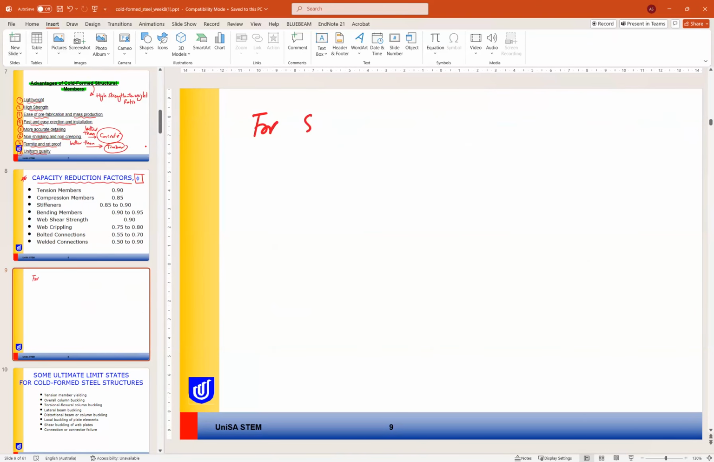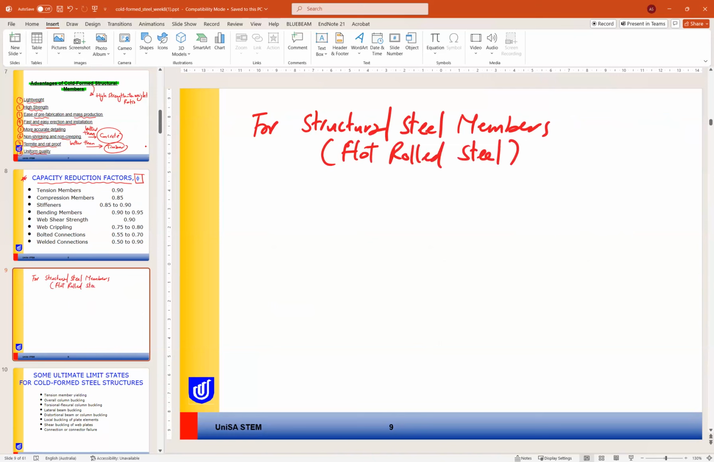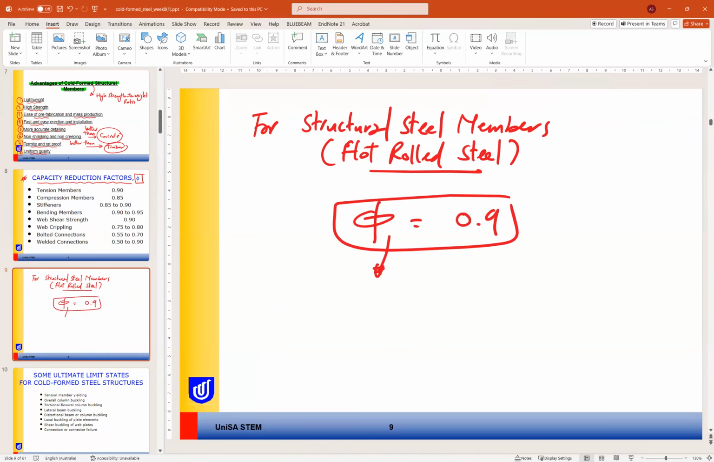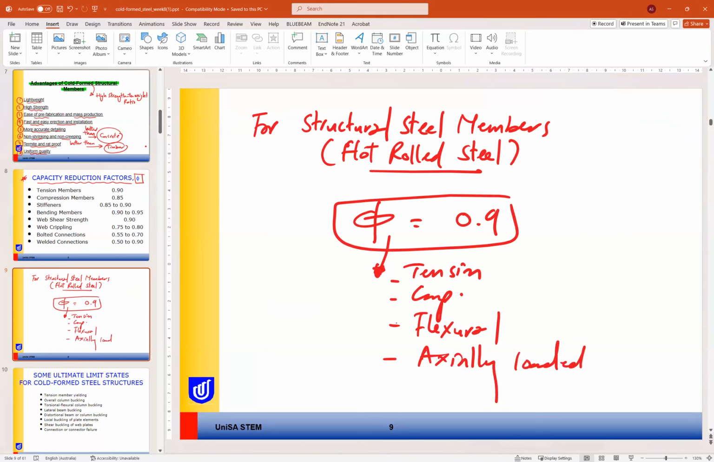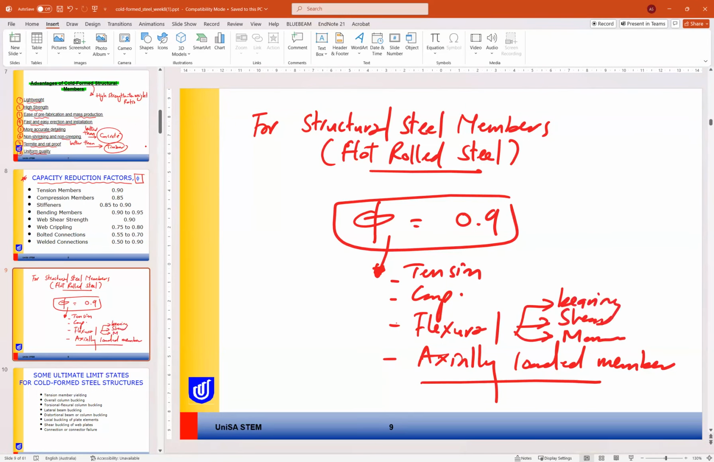So for all structural steel members or hot rolled steel, phi equal to 0.9. So 0.9 for design for tension member, compression member, flexion member, axial loaded member, right? And for flexion member, bearing and shear and moment. So all the members are phi equal to 0.9.